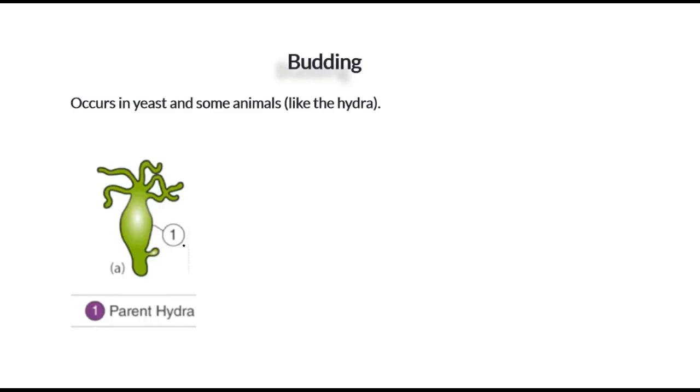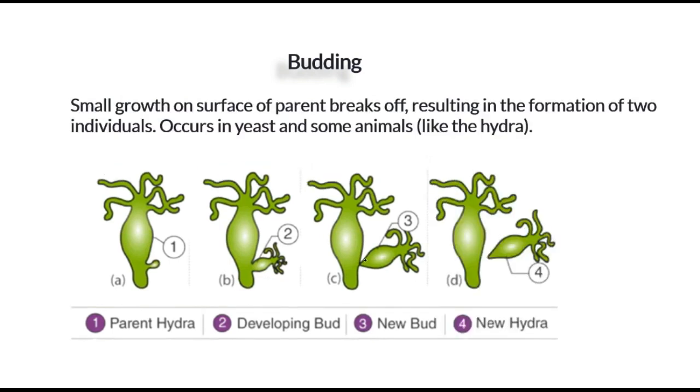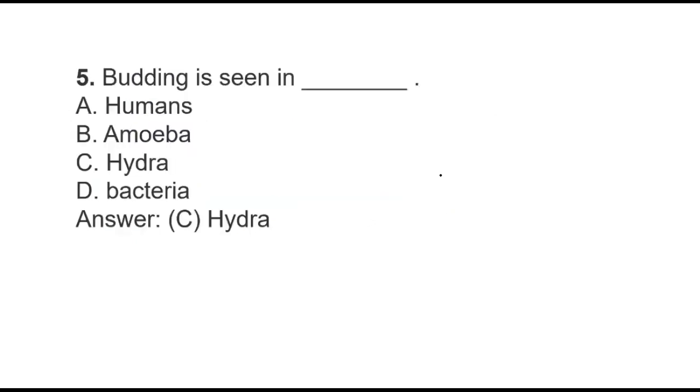And what is budding? The example we had considered is of Hydra. So parent Hydra will be of this type, and then slowly somewhere here a bud starts forming. This will slowly develop, and this bud will completely develop and get detached, and exactly a copy of the Hydra will form. This is what is called budding, right? So what is the answer for our question? Budding is seen in, is it humans or amoeba or Hydra or bacteria? So our answer is Hydra, right?